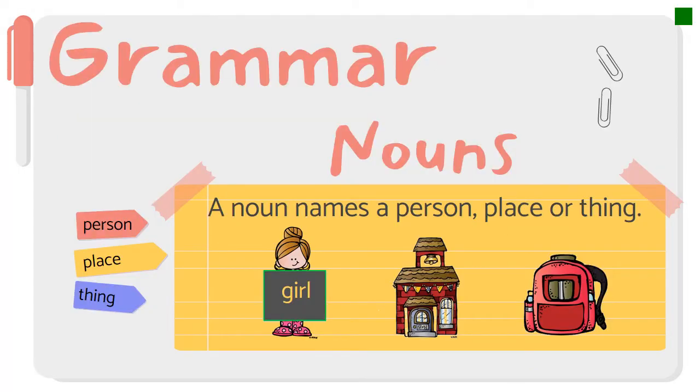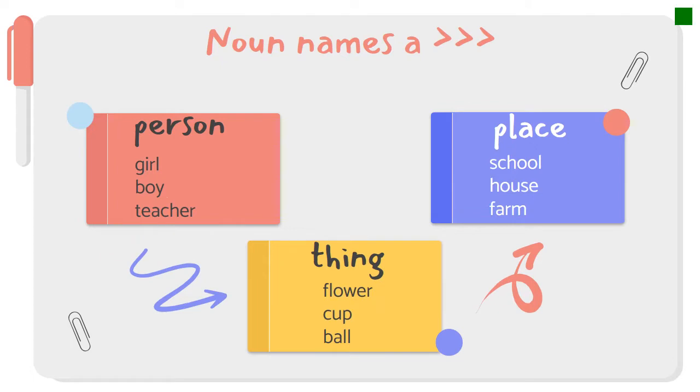Our grammar lesson is about nouns. You have to know that a noun is a word that names a person, place, or thing. When I say thing, it can be an animal, a plant, or a thing, for example, a rock or a toy, and so on. A noun names a person, for example, girl, boy, or teacher. Place, we have school, house, and farm. Thing, we have flower, cup, and bowl.